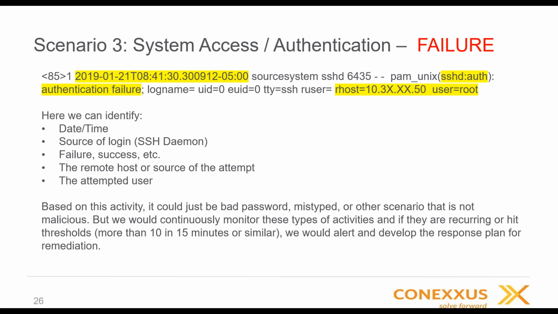something to that effect. So based on this activity we see, again, it could just be a bad password mistyped, or it could be another scenario that's not malicious, but we continuously monitor these types of activities. And if they become recurring or they hit certain thresholds that we define, we can alert and develop the response plan for remediation. And again, going back into a remediation example for something like this, if we're seeing a lot of these from the same remote IP address and we don't expect that traffic, we can go to the firewall, we can go to any of the security devices and start blocking that at the source so it never even gets into the system. So there's a lot of different options you have from that response standpoint.